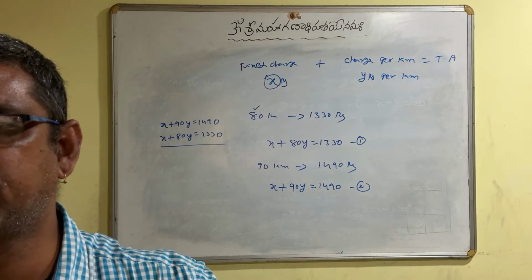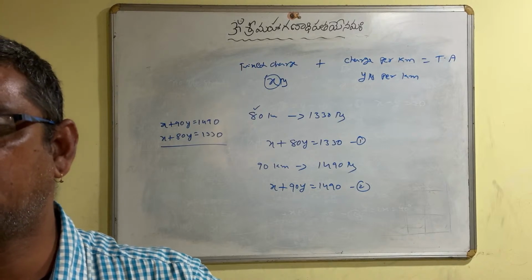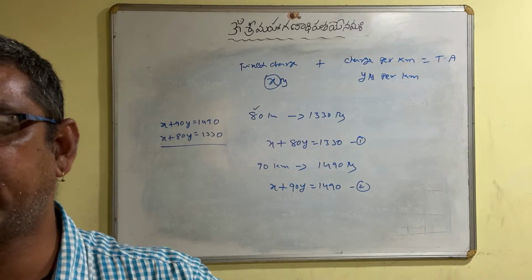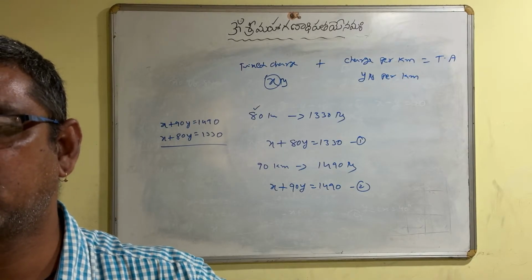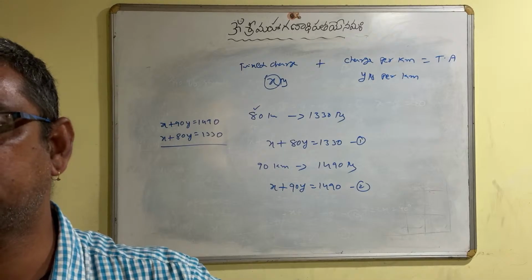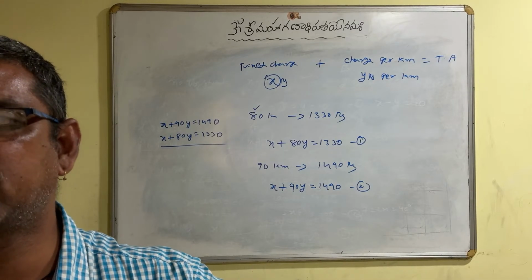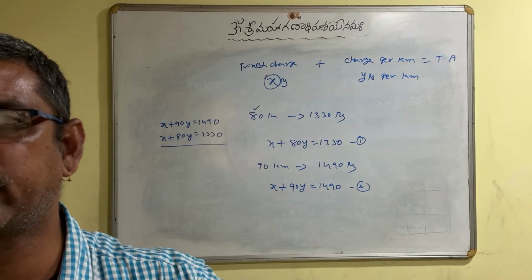So fixed charge is 50 rupees and per kilometer charge is 16 rupees. You can verify this by substituting the values. Okay? Whether your answer is right or wrong, you can substitute in the equations.